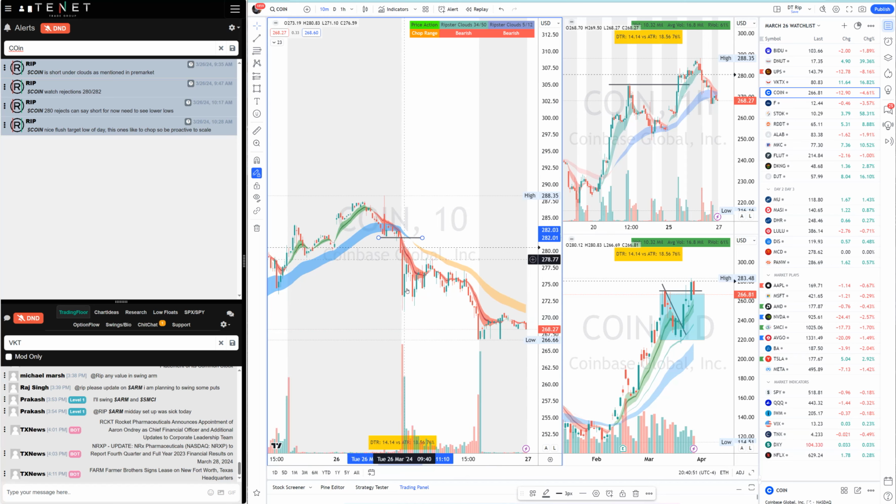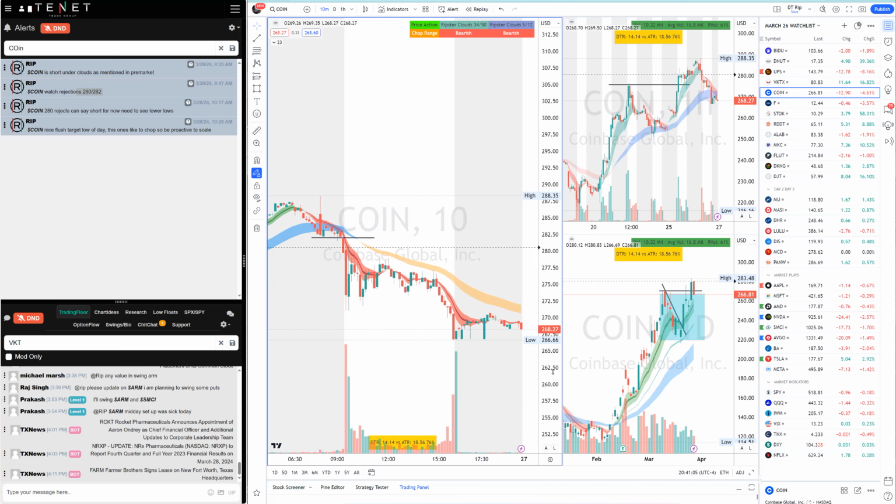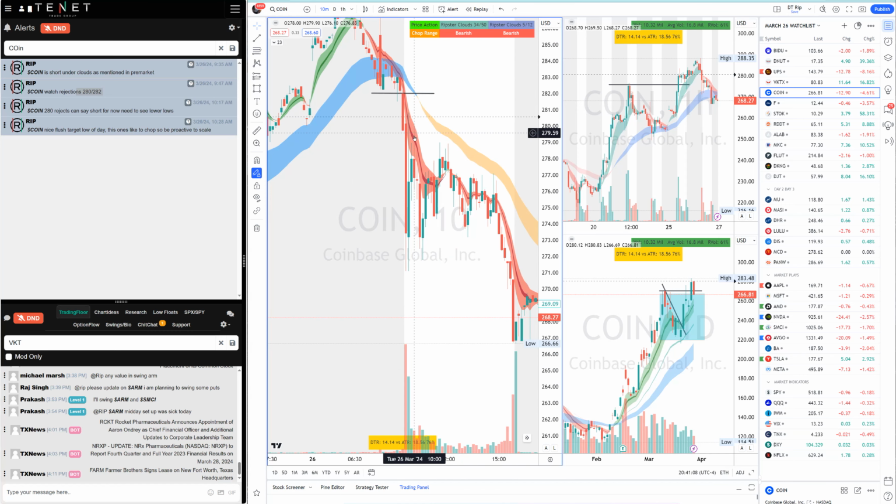If you short the amateur move, you have to wait for the trend move, right? It was bearish. Coin is a short under the clouds. As long as it's under 280, 282, it's a short. You watch those rejections and look where it rejected, right around the 280 level. I said watch the rejections at 280, 282, and if 280 rejects, you can stay short. Now we need to see lower lows. It bounced, never got over our 280 level, and faded at the end of the day to 266.